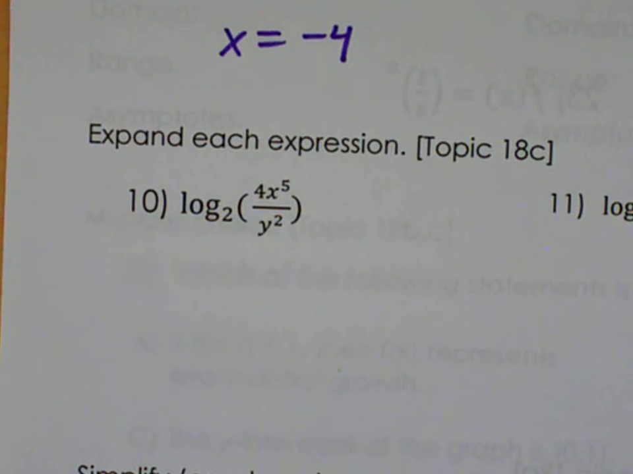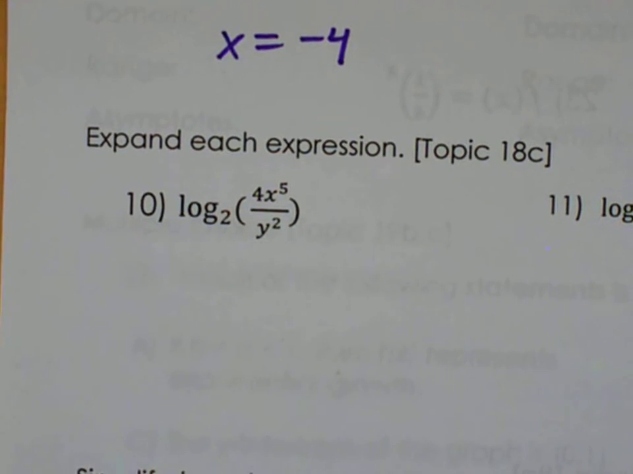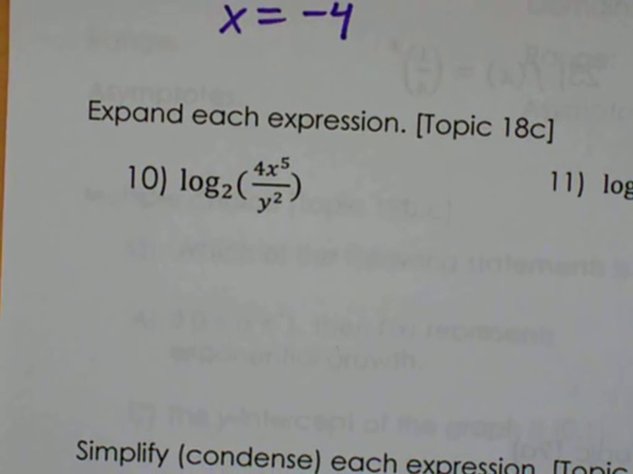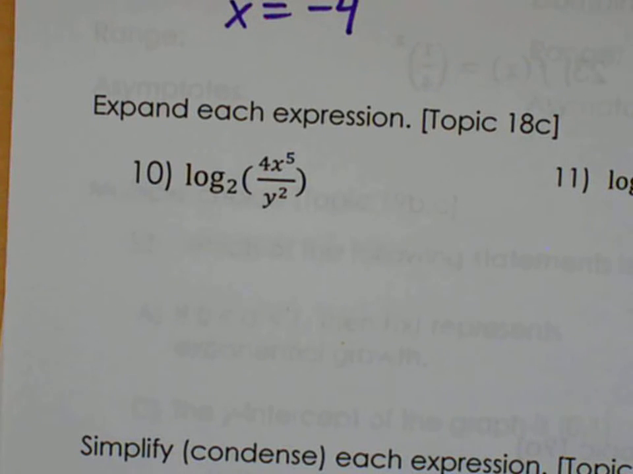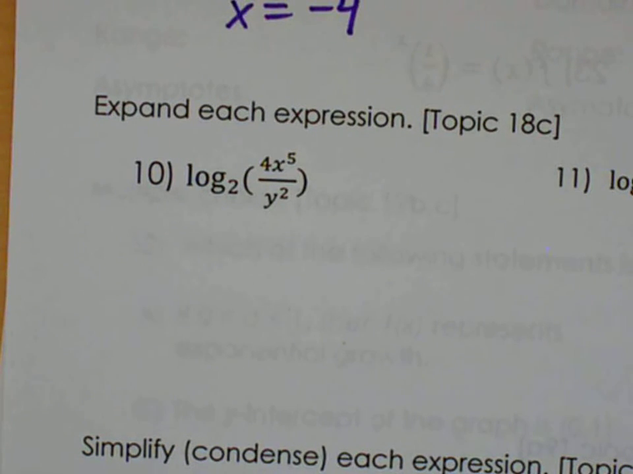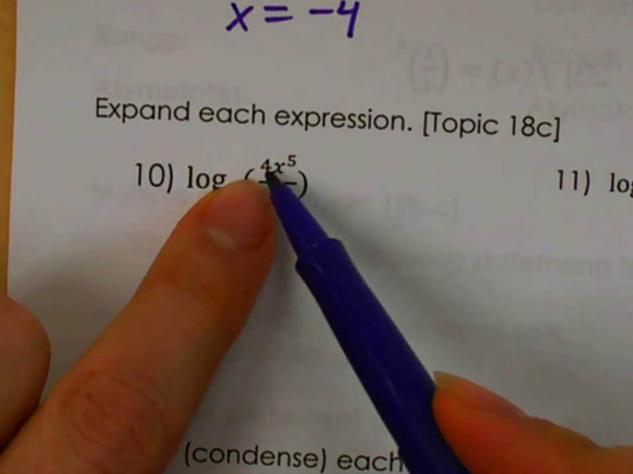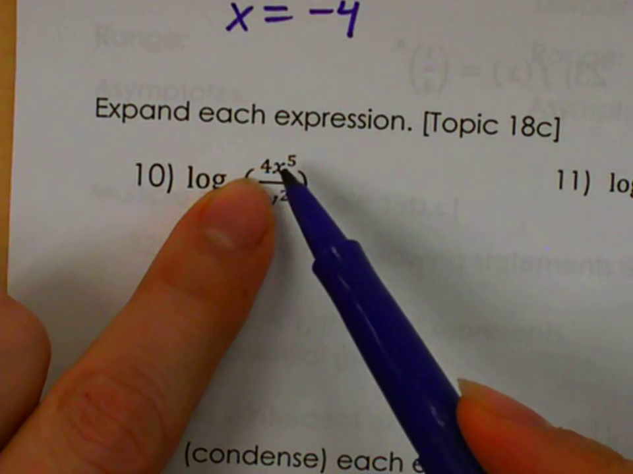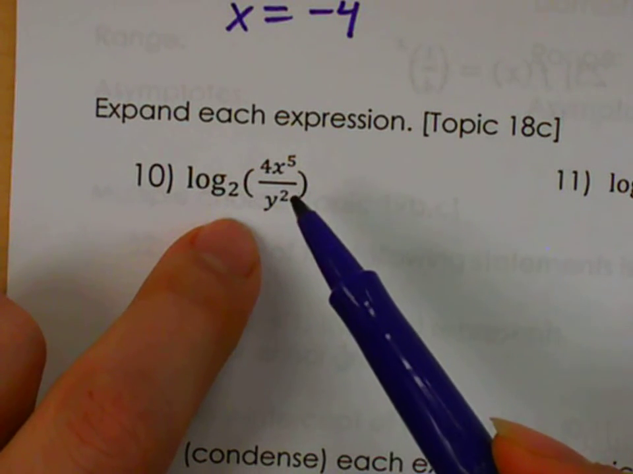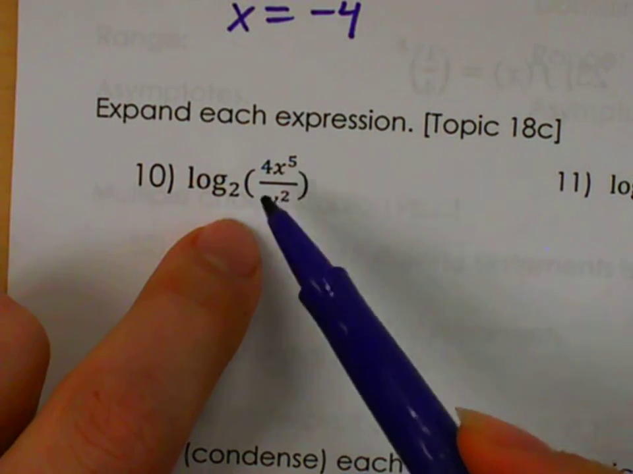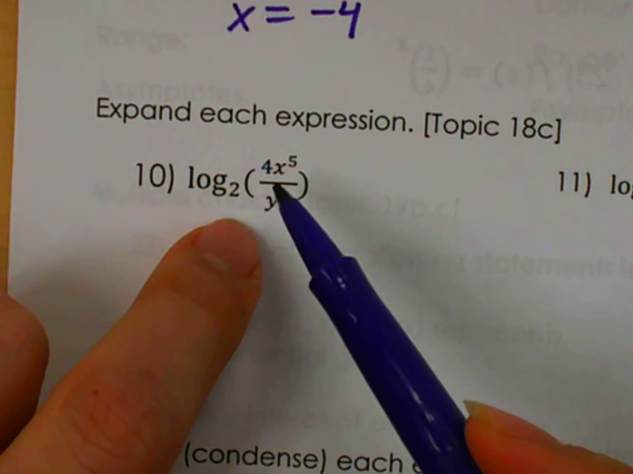All right, Unit 7 review, Topic 18C, expanding. So when I expand, I use my same rules of exponents. For example, when you multiply two things that have the same base, you add the exponents. So here, when I see multiplication, I'm going to change that to plus. When I divide with the same base, I subtract my exponents. Here, when I see division, I'm going to subtract.